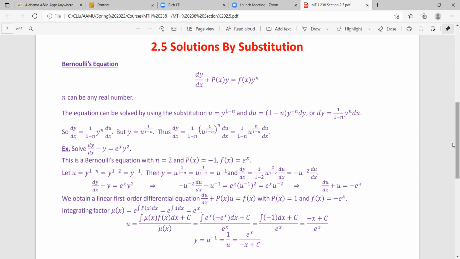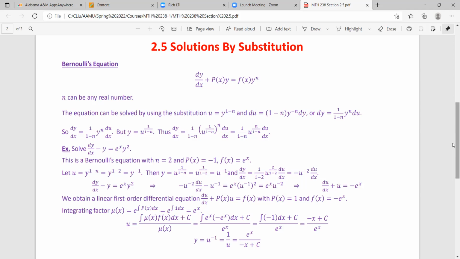And then dy over dx is just 1 over 1 minus 2 times u to the 2 over 1 minus 2 times du over dx. So that's the formula we got. So that's negative u to the -2 du dx. Or you just start from y equal to u to the -1 and take the derivative with respect to x on both sides. So then we got dy over dx written in terms of u and du over dx.